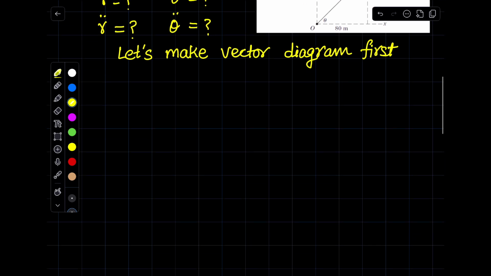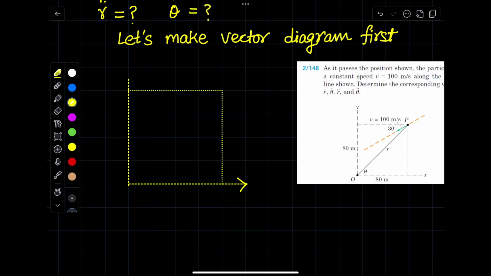Whatever information you have, you can write. The next step is to make a vector diagram. It is very important to make a correct vector diagram. Any minor mistake will result in a wrong answer.